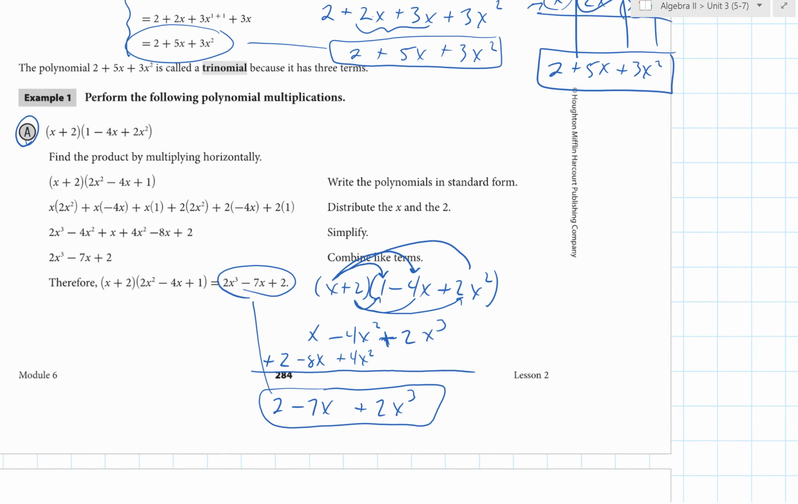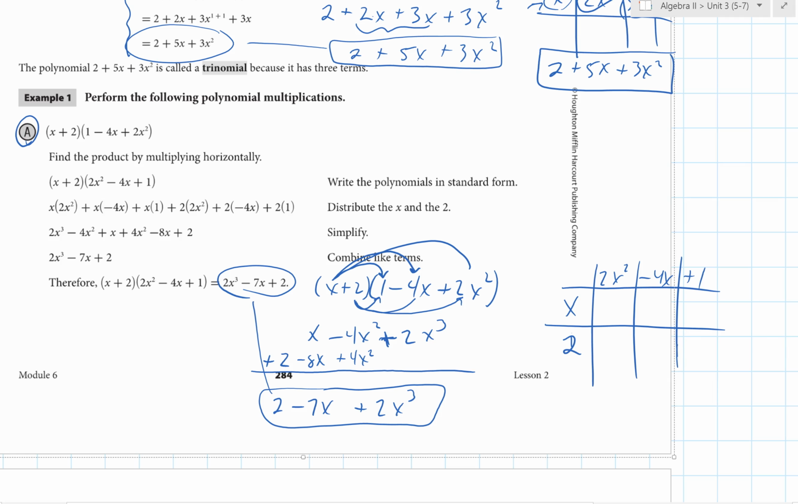And then again, you could also use the box method. I won't work the whole thing out here, but it would be x plus 2 times 2x squared minus 4x plus 1. And so you would fill in the boxes the same way and combine the like terms. Okay, so again, you have the 3 different methods that you can choose from.